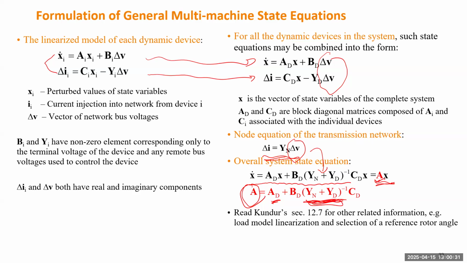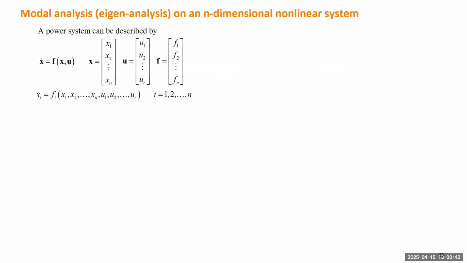Then we find the eigenvalues and other modal information. We'll be able to study the oscillation for the entire network, not just for generators. Okay, so next we just go through basically the same process as we used for the single machine infinite bus system.